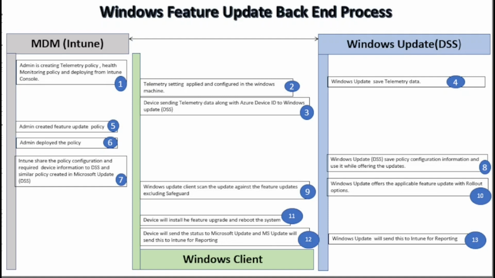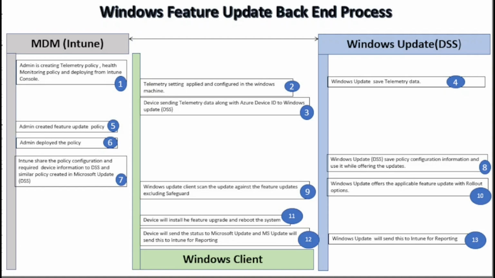But in case of feature update, when we create and deploy the feature update policy to a group of devices, those policies are not delivered to the Windows 10 devices. Instead of that, Intune shares the policy information with the DDS service and Windows Update service, and a similar kind of policy is created in the DDS or Windows Update services.